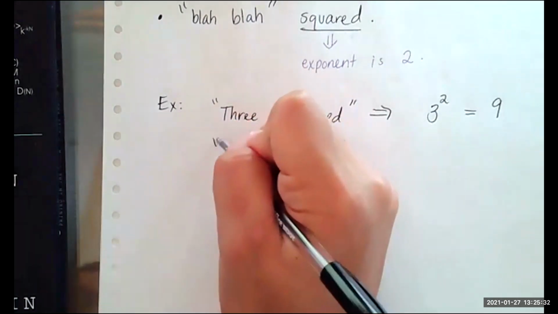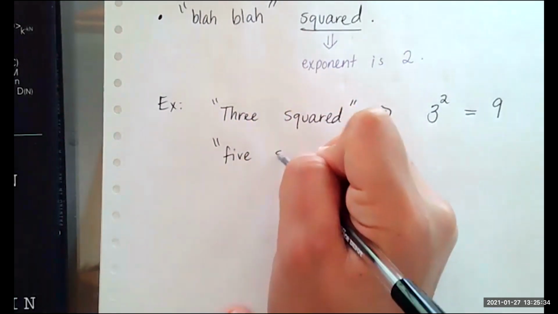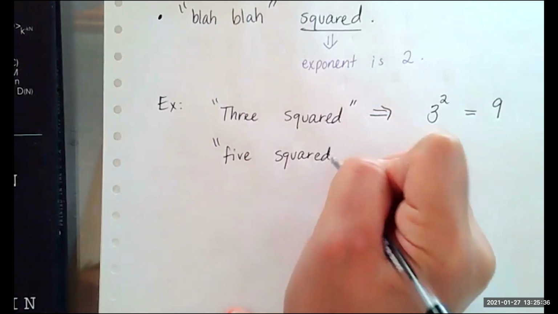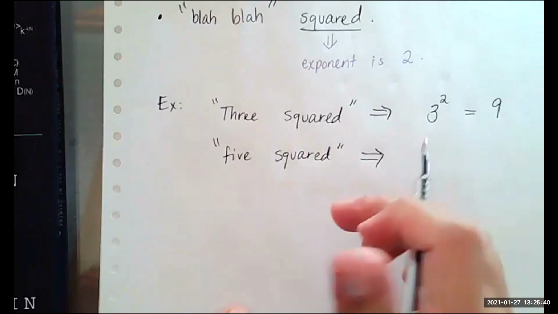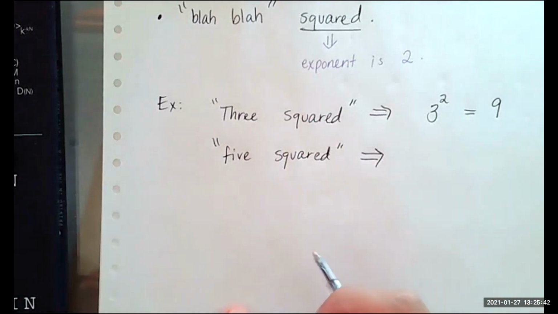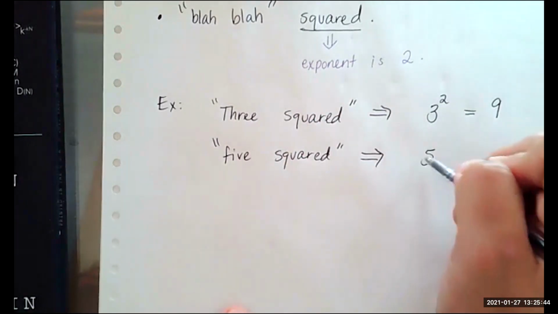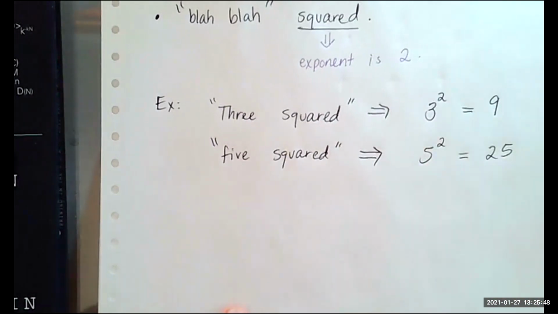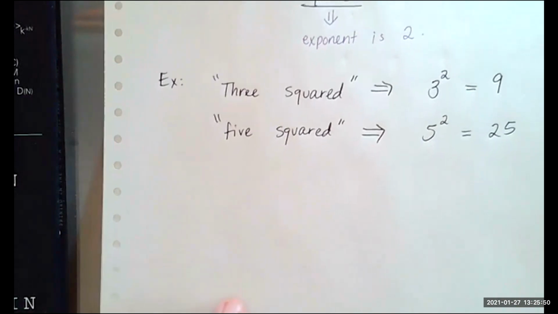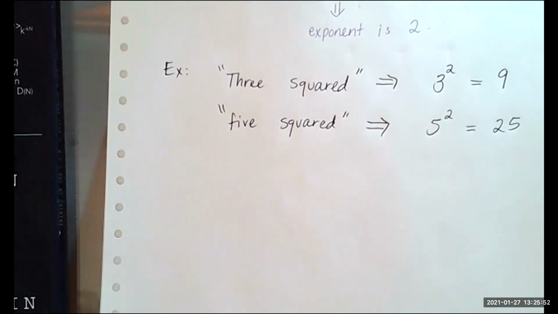Or if I say 5 squared, it's sort of like math slang. We all know what we mean when we say squared. 5 squared is equal to 25, because that's 5 times 5. And so on and so forth. Something squared is something multiplied by itself, or something raised to the second power.